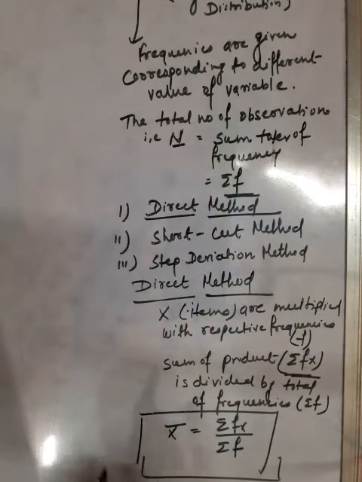These are the steps. First step is multiplying different values of x with respective frequency, denoted by fx, and then we add all those to calculate summation of fx. Then find out the total number of items of the series, that is summation of f or n. Then we apply this formula.